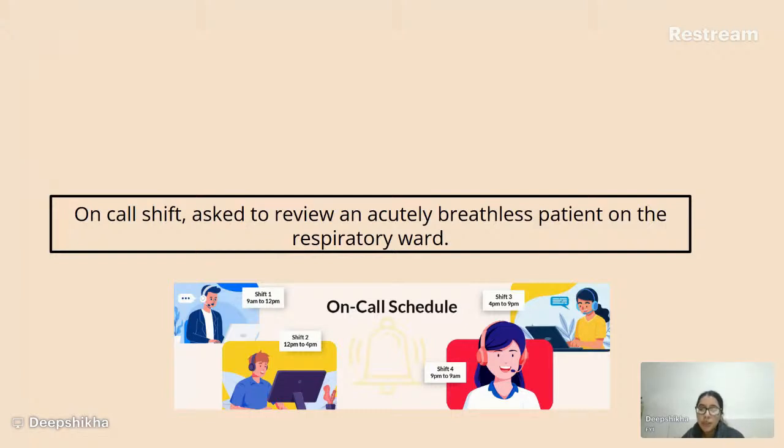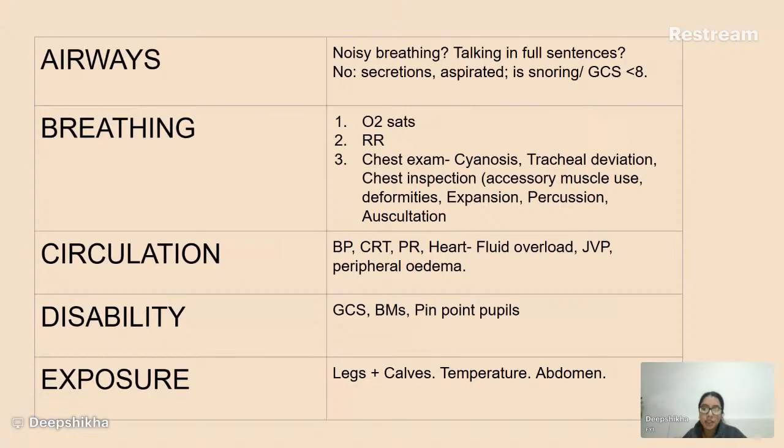So essentially, you're on your on-call shift, and you're asked to review an acutely breathless patient on the respiratory ward. This isn't a case study just yet, but this is to get you thinking of where you might encounter a breathless patient. Here's a focused A2E on what you would do.